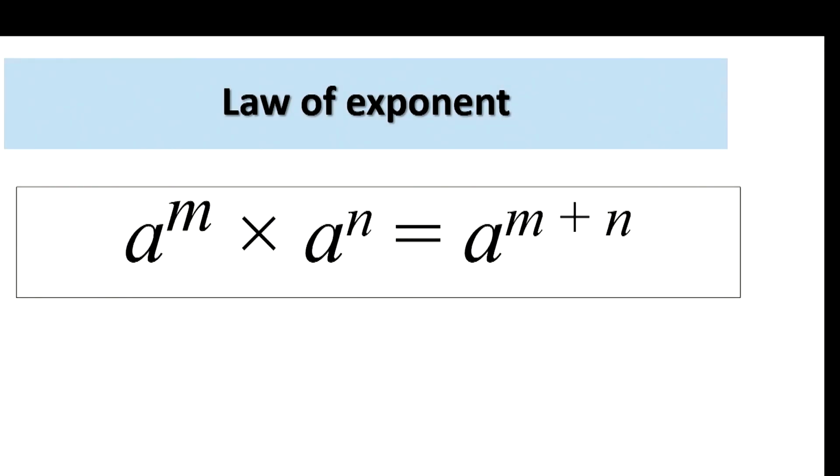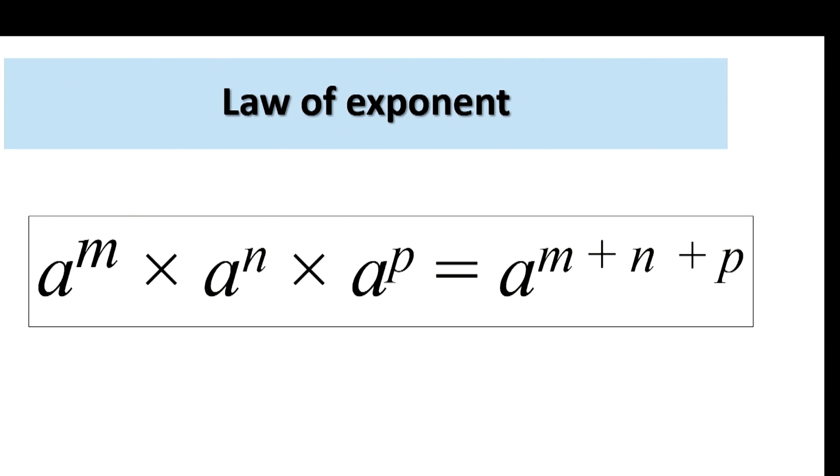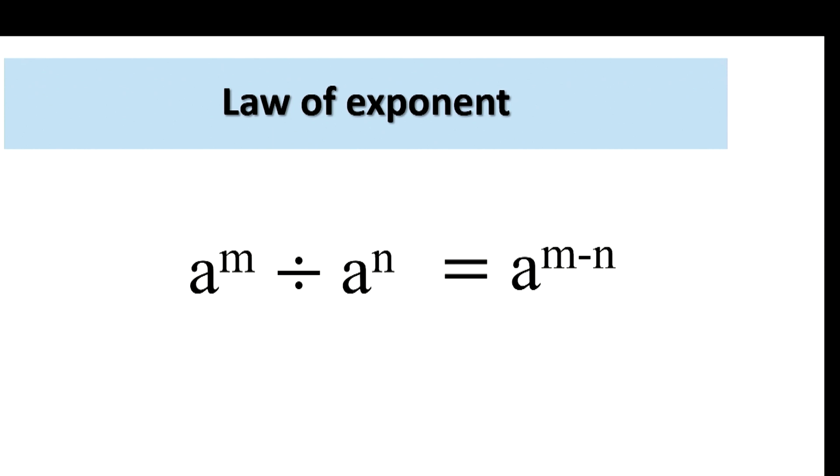My dear students, remember these things. We have learnt about the laws of exponents, that is a to the power of m into a to the power of n is equal to a to the power of m plus n when the bases are same. There is another law when the bases are same, that is a to the power of m into a to the power of n into a to the power of p, the product of three exponents having the same base, which is equal to a to the power of the sum of the exponents, that is a to the power of m plus n plus p.